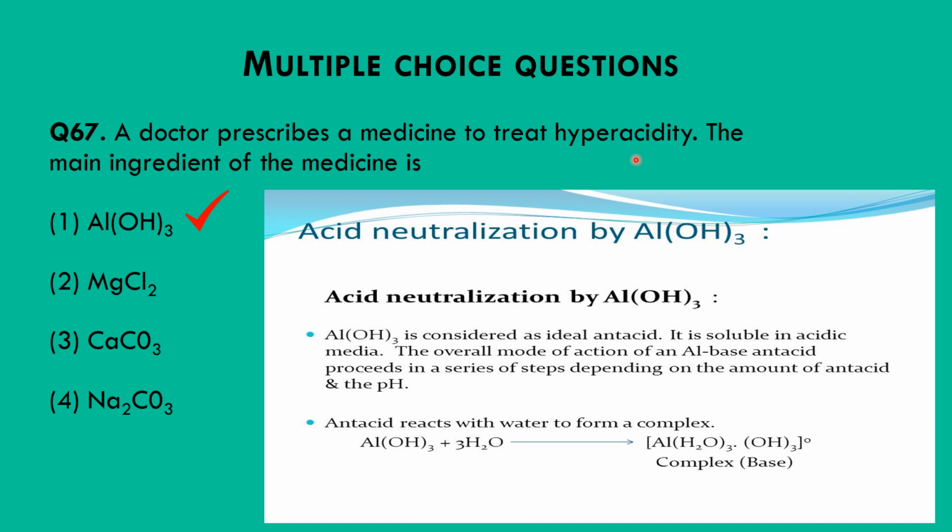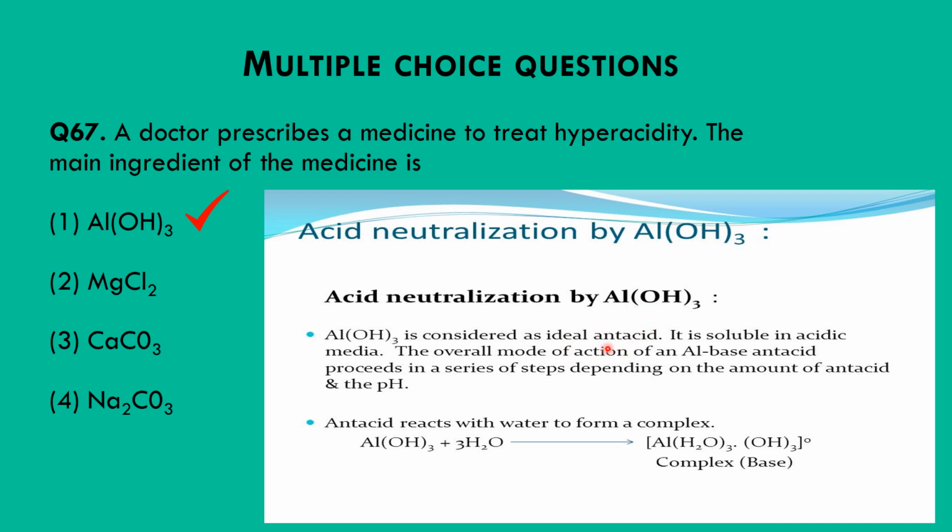When acid reacts with base, you will get salt and water. That is, in this type, the acid gets neutralized. Here, in detail, we will see acid neutralization by aluminum hydroxide. How does it get neutralized? Aluminum hydroxide is considered an ideal antacid.